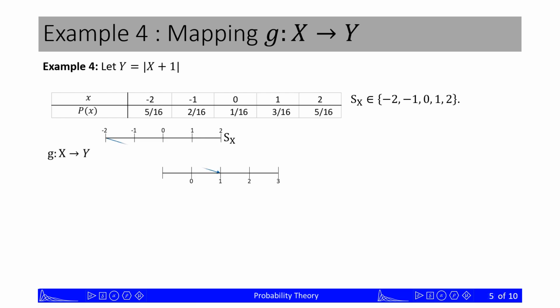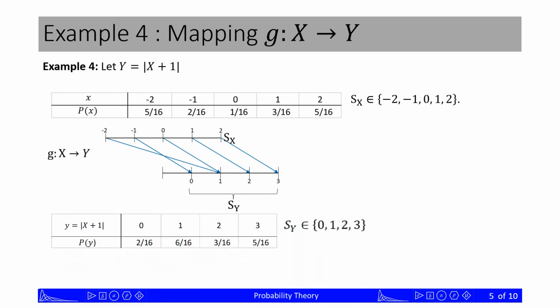So we see that -2 maps to 1, -1 maps to 0, 0 maps to 1, 1 maps to 2, and 2 maps to 3. So the space of y is 0, 1, 2, and 3. Both x equals -2 and x equals 0 map to y equals 1. So the probability that y equals 1 is the sum of 5/16 and 1/16, which is equal to 6/16.